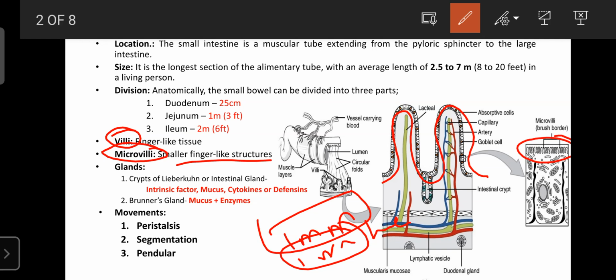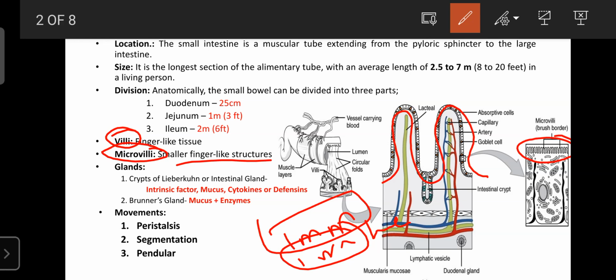And those microvilli are finger-like projection structures, and they provide a larger surface area for absorbing the digested food in the small intestine. That's why the small intestine consists of special projections known as the villi and microvilli. Those are helpful for digestion and mainly helpful for the absorption of the food.